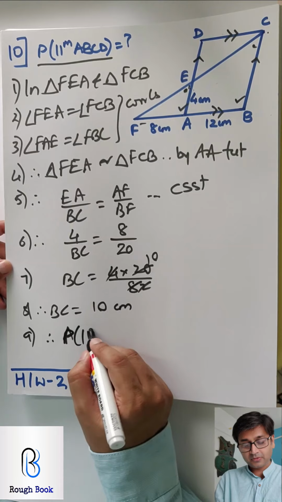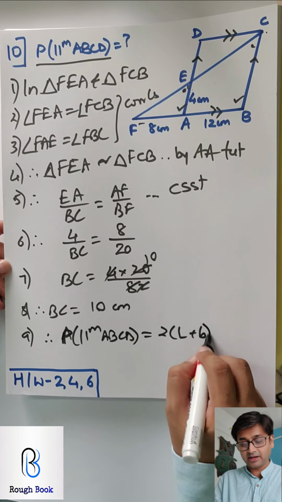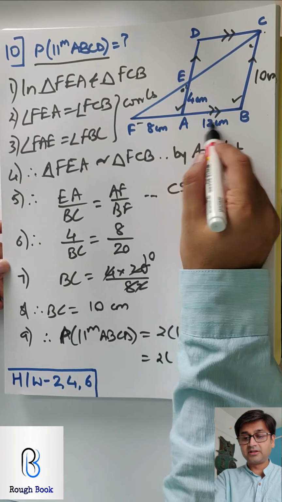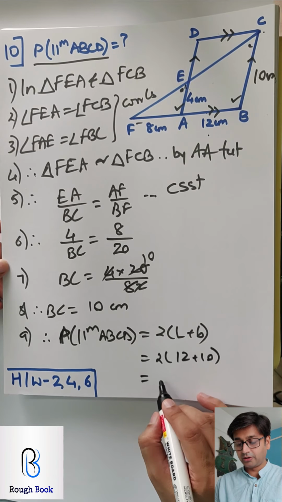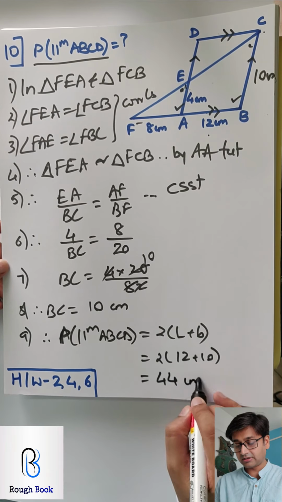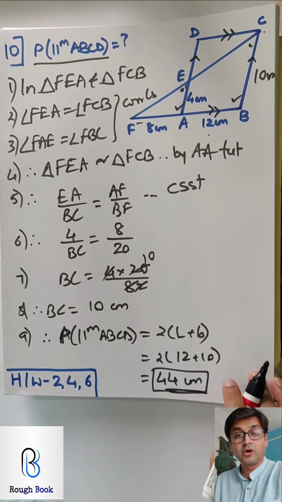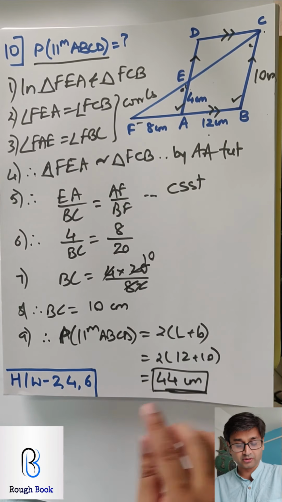Therefore perimeter of parallelogram ABCD is twice length plus breadth. So this you got BC 10. So length is 12 and breadth is 10. So 22 into 2, 44 centimeters. That's your final answer. How many of you got this on your own? Brilliant. Very impressive if you got it on your own.